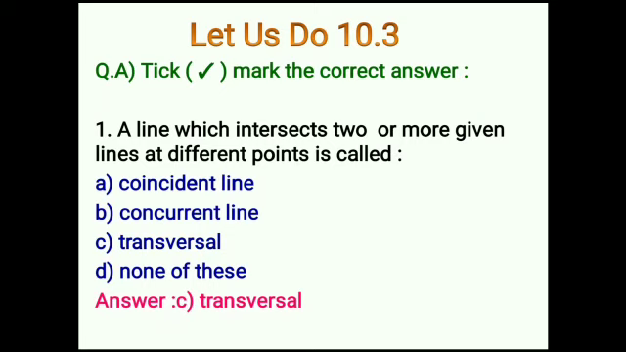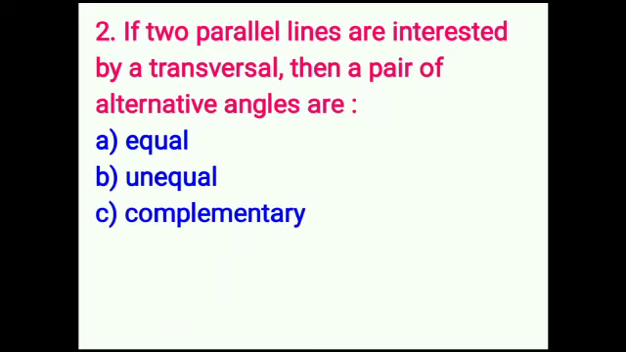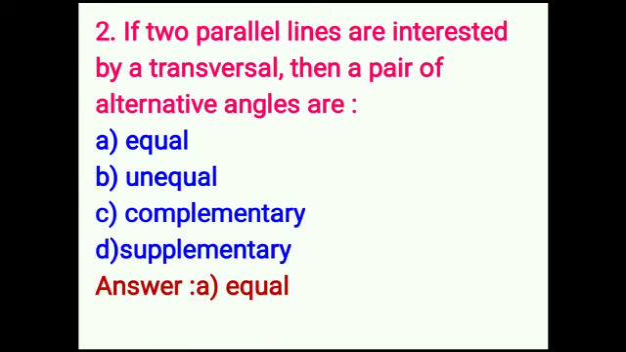Now the next one is question number 2. If two parallel lines are intersected by a transversal, then a pair of alternate angles are: option A, equal; option B, unequal; option C, complementary; option D, supplementary. So here the answer is option A, equal. We know this is one of the properties of parallel lines, correct? So that's why the answer is option A, equal.